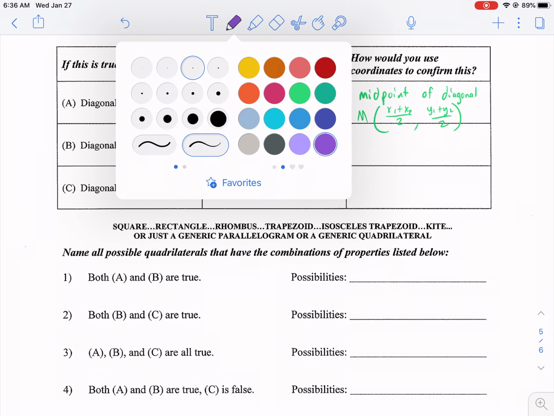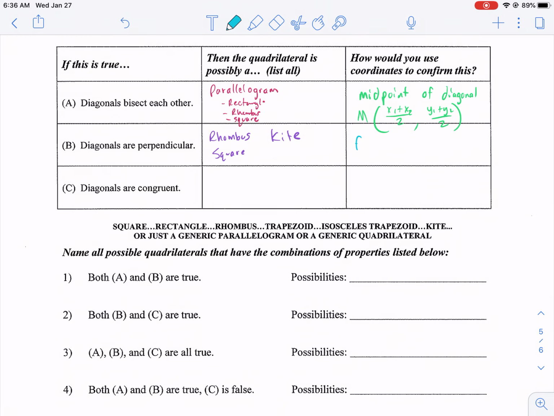And then how would we confirm this? We would find the diagonals' slopes. Okay, and that's because they need to be opposite reciprocals.